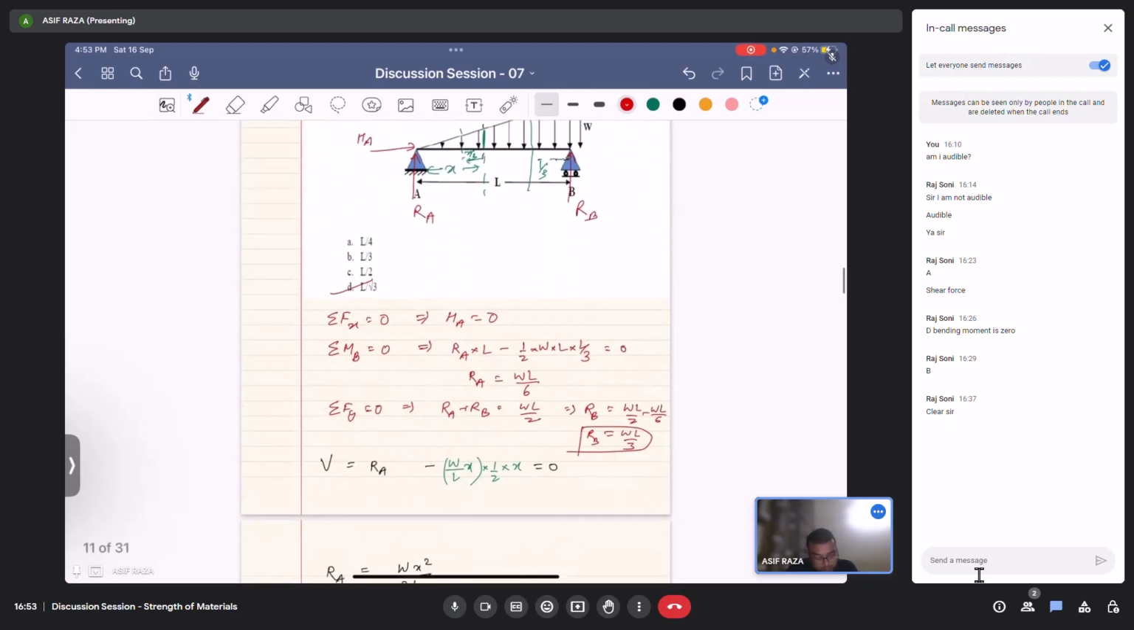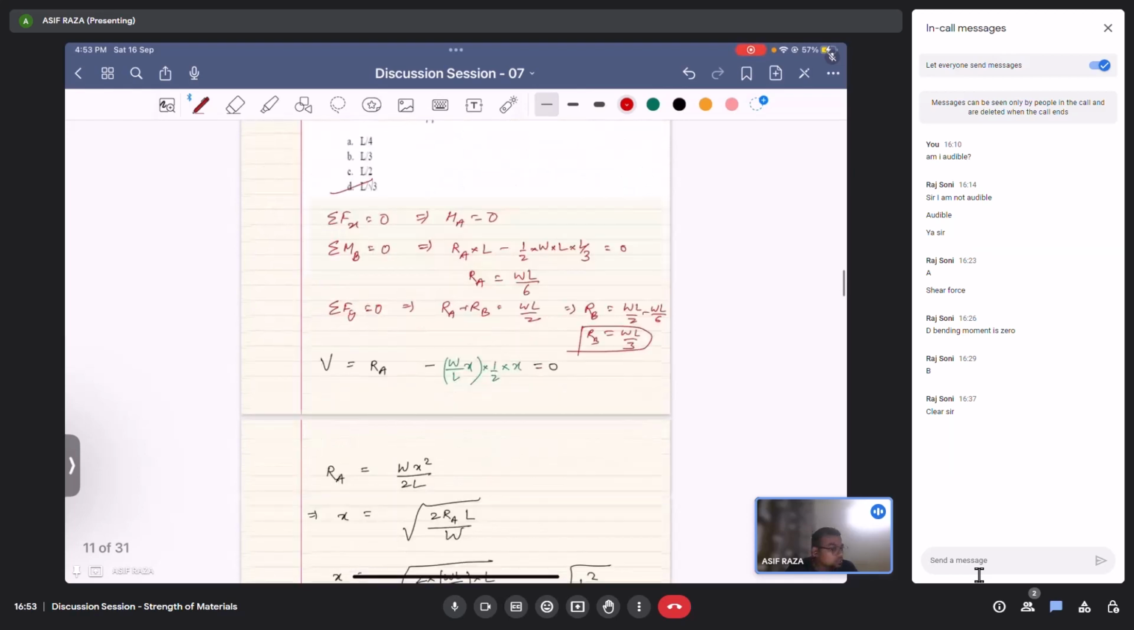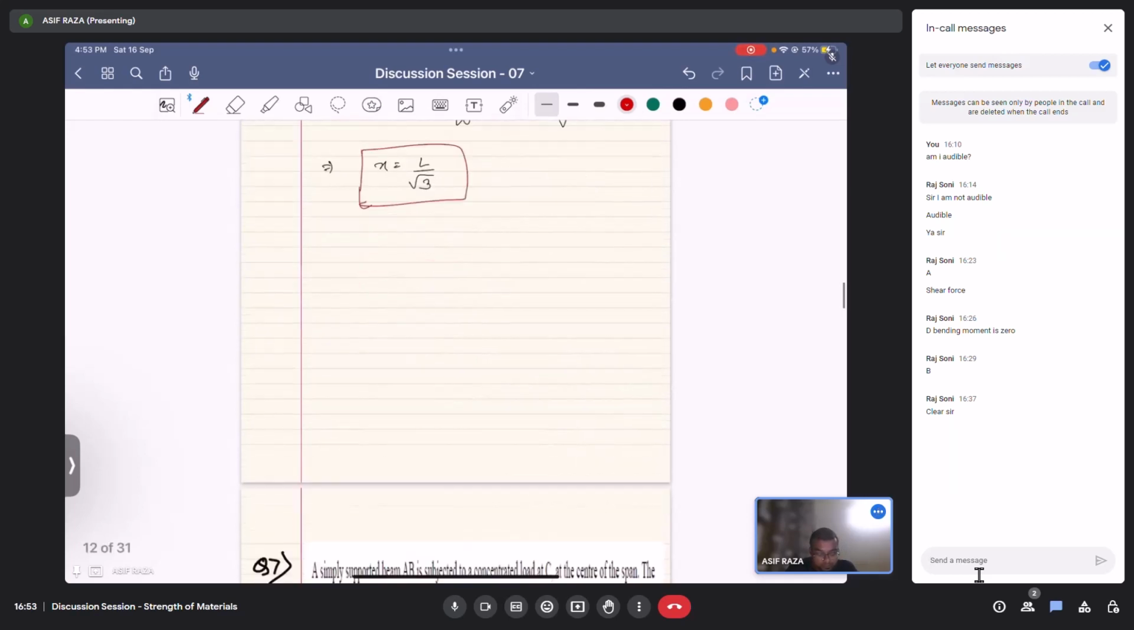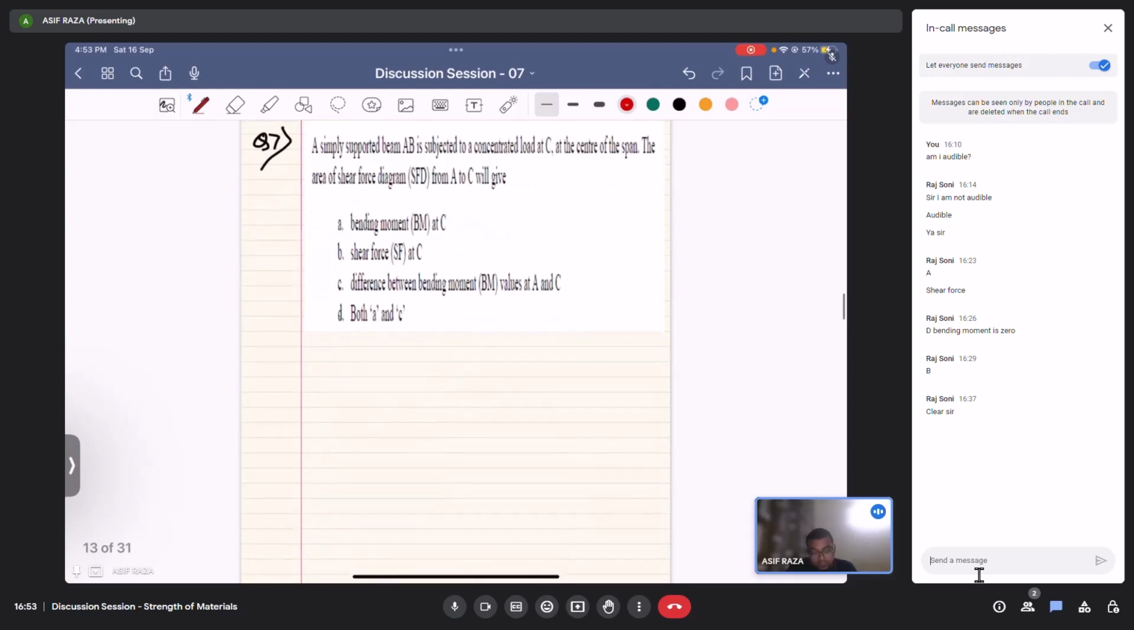Okay, moving on to the next question. Question number 7: a simply supported beam AB is subjected to a concentrated load at C at the center of the span. The area of shear force diagram from A to C will give, and options are: A, bending moment at C; B, shear force at C; C, difference between bending moment values at A and C; and option D is both A and C.